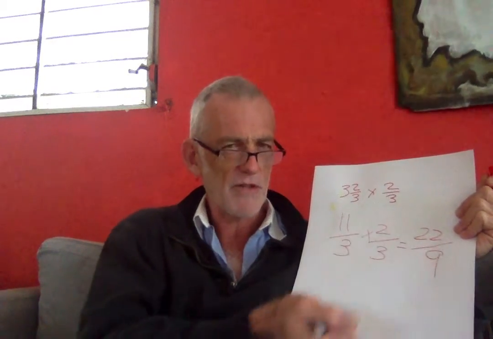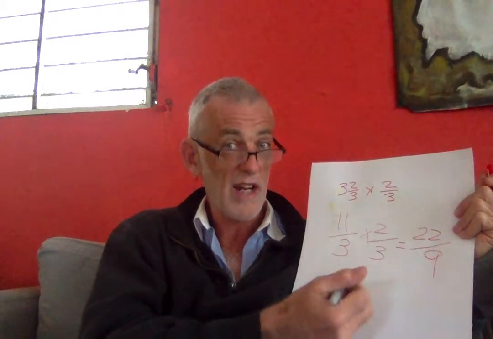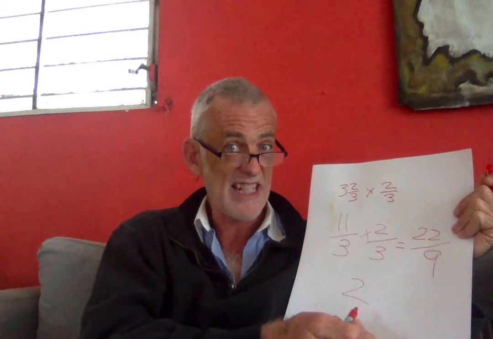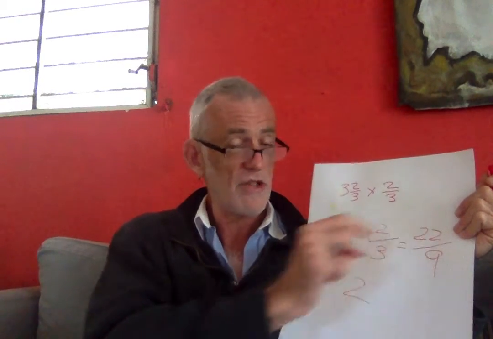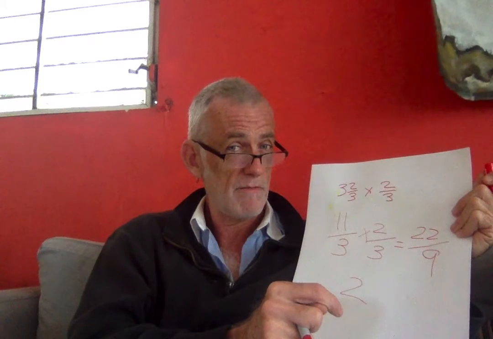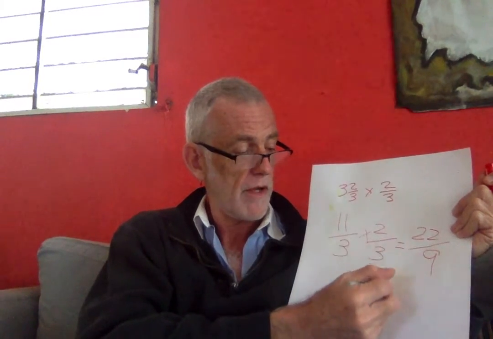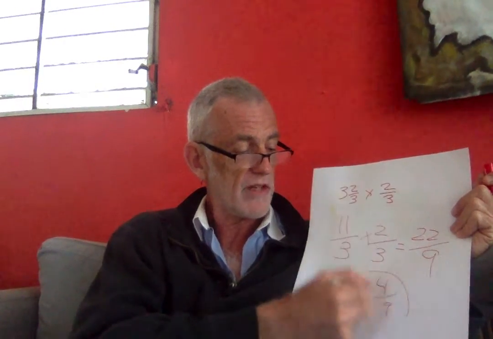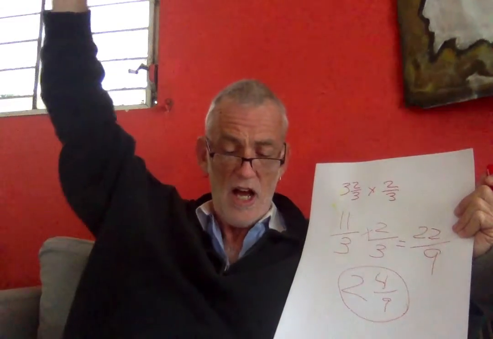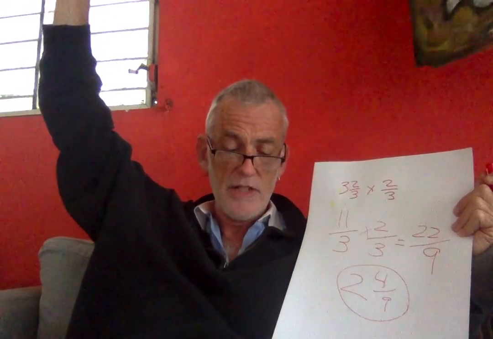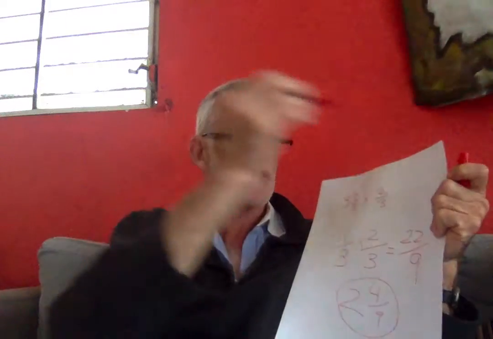How many times does 9 go into 22? Twice, because 2 times 9 is 18. 22 minus 18 is 4. 2 and 4/9. Is that one of the answers? It was D. 2 and 4/9 bushels.